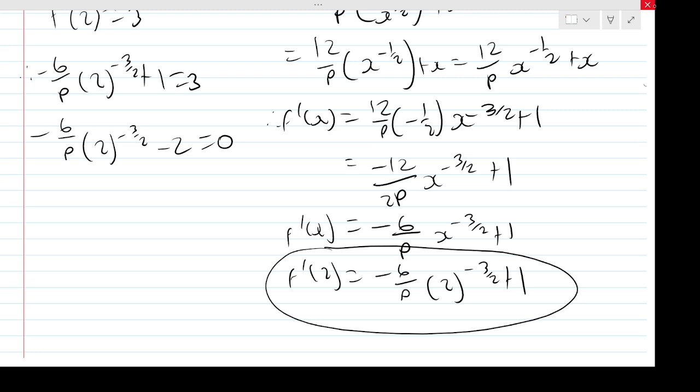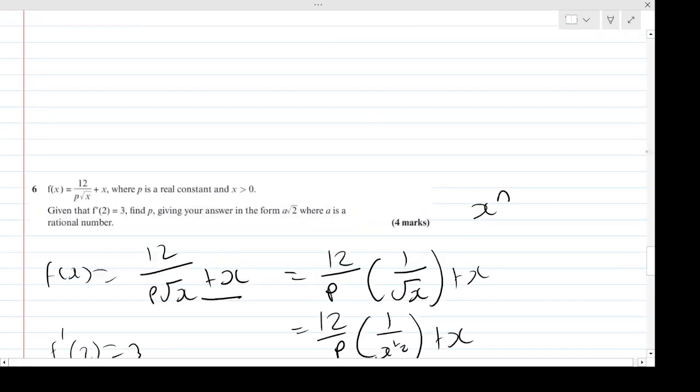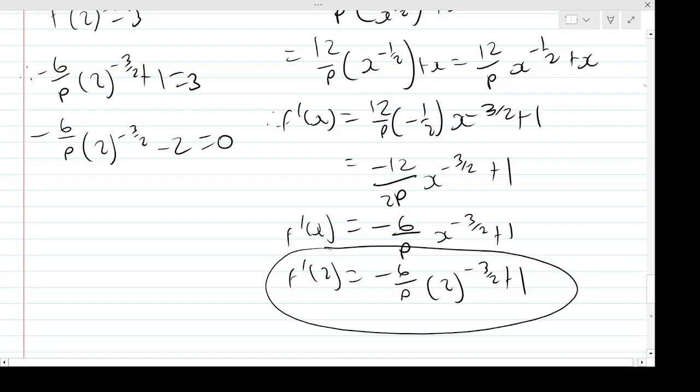Well, I want to solve for p, right? Yeah, I want to find p. So p is here, so what I can really do is move the 2 to the other side, right? So then minus 6 over p, 2 to the minus 3 over 2 equals 2. And I just want to get p on its own.